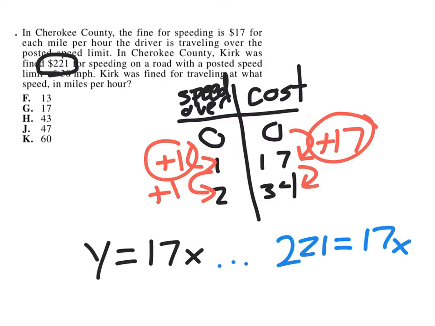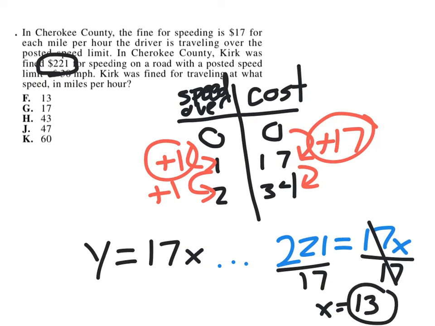And now the X represents how many miles per hour I was over the speed limit. So I'm going to divide both sides by 17. When I do that, that gives me X is equal to 13. So 13 is not how fast I was going. 13 is how many miles per hour I was over the speed limit.